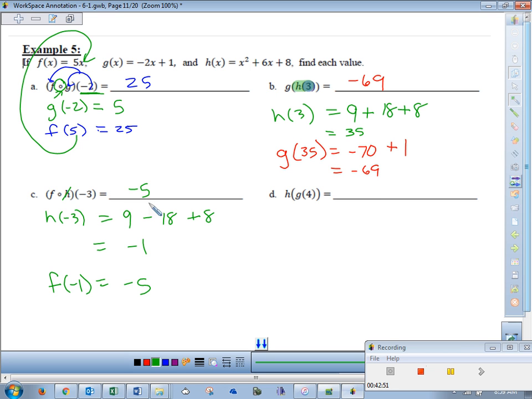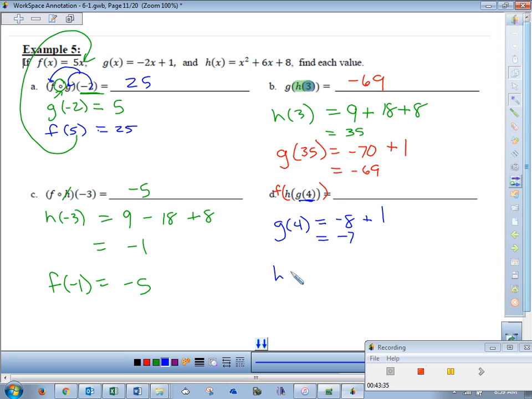I want to change problem D. I want to put this in there also. So throw a little parentheses around the whole thing and throw an f outside of it. 3 for 1 special, baby. Start from inside out. You need to take 4 and put it into which function first? Put it into g. So please find g of 4. g of 4, negative 8 plus 1. g of 4 should be negative 7, correct?